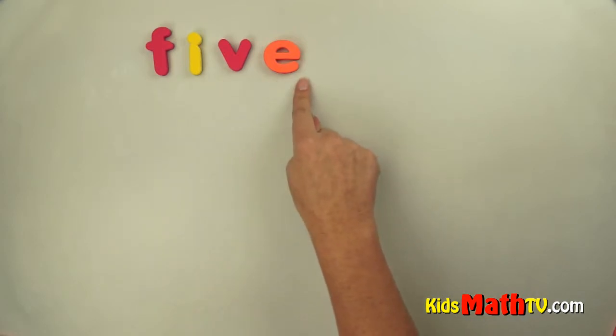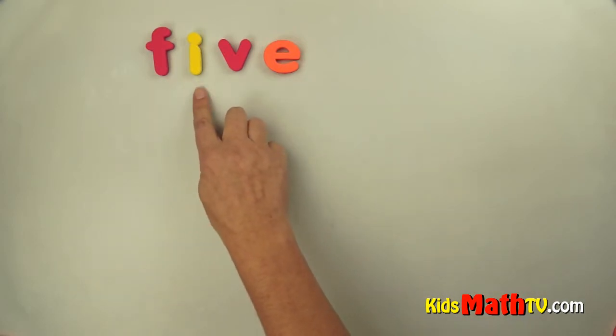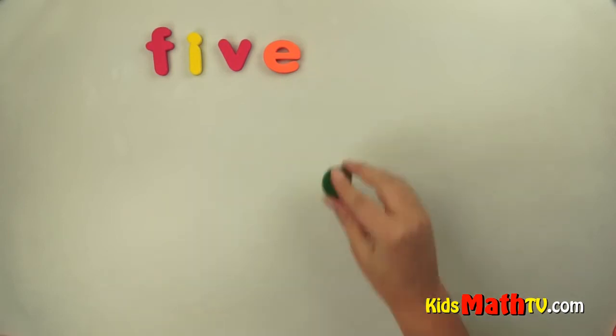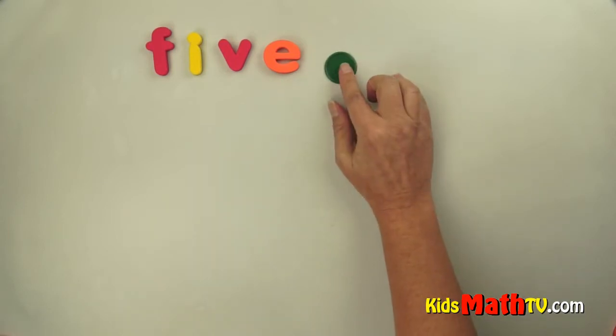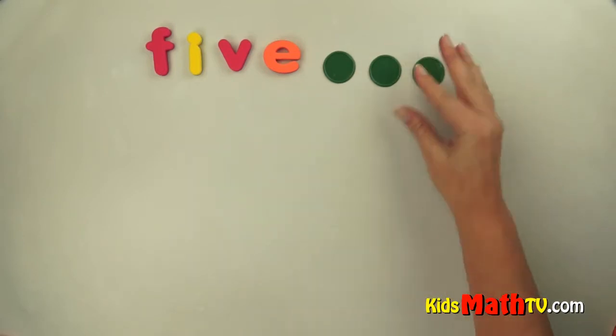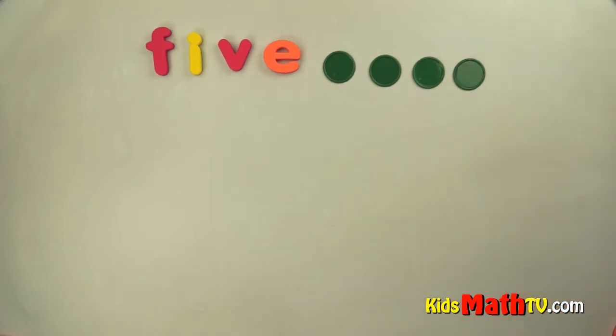In this lesson, you will learn about the number 5. 5 is spelled F-I-V-E, and 5 represents 5 things. 1, 2, 3, 4, 5. 5. We can draw the number 5.